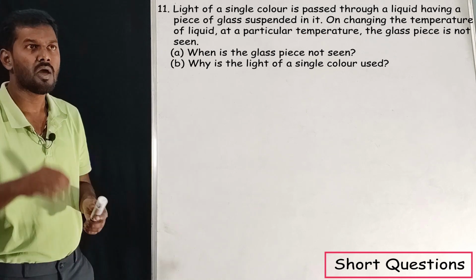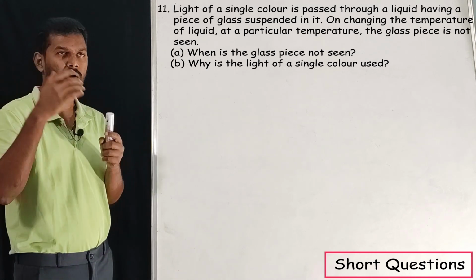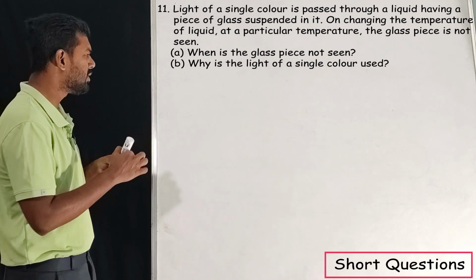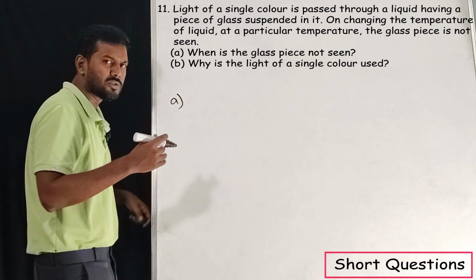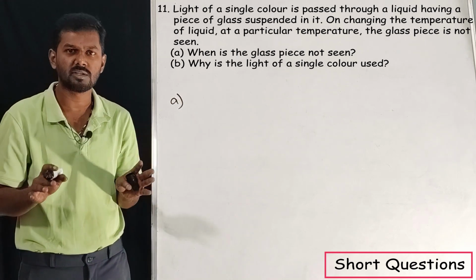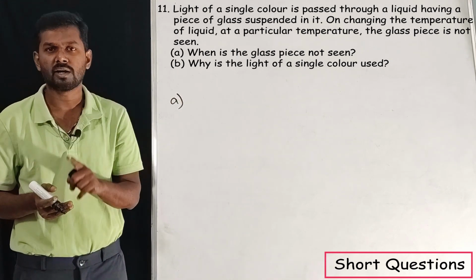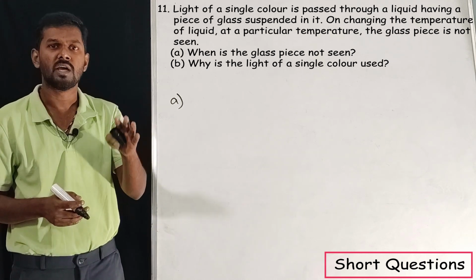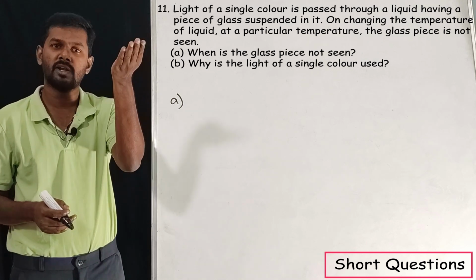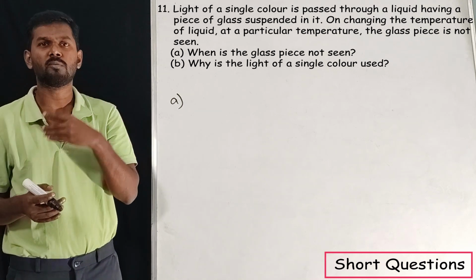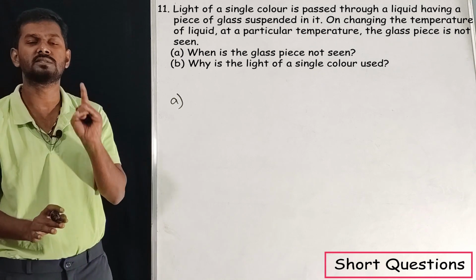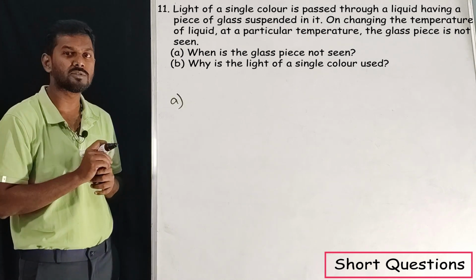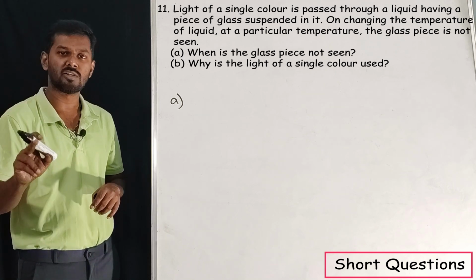Now we'll go for the question. When is the glass piece not seen? Under what condition is the glass piece not visible? Very simple question. So when you increase or decrease the temperature, what happens to refractive index? The refractive index will change. If you increase the temperature, the refractive index will decrease. If you decrease the temperature, the refractive index will increase. But we are not bothered about whether that is increasing or decreasing, just changing. Changing is enough. On changing the temperature, refractive index will also change.